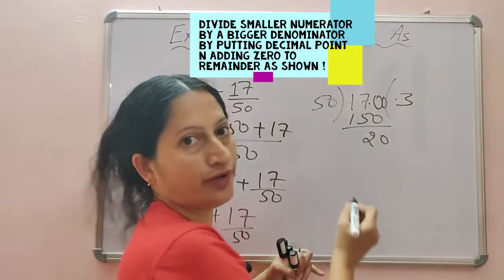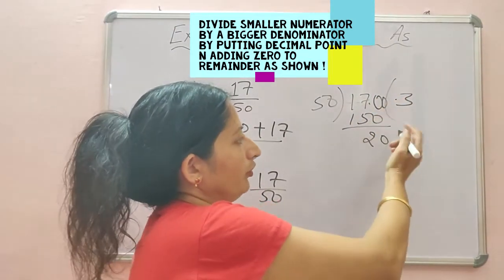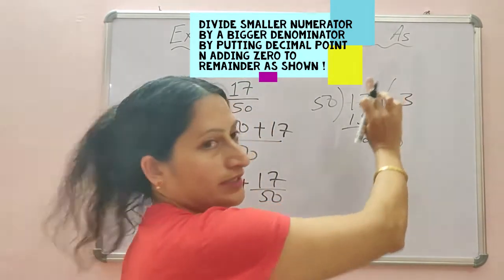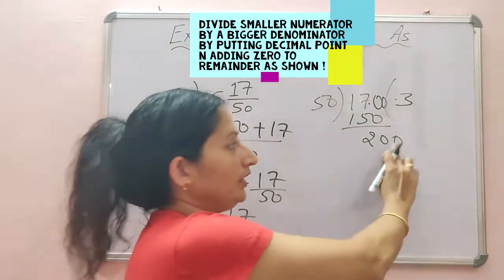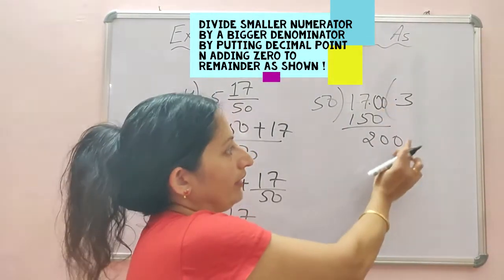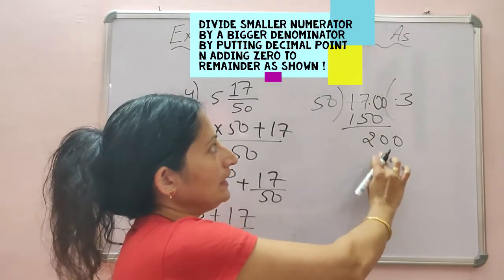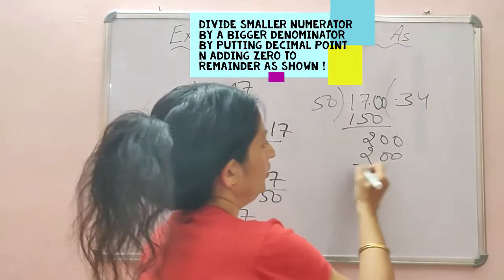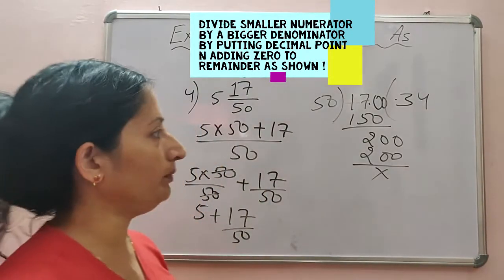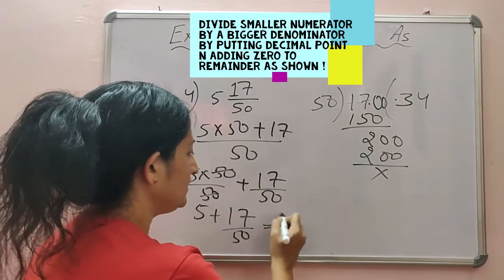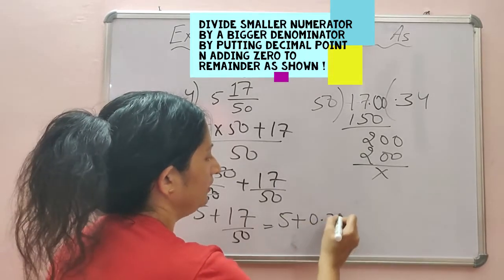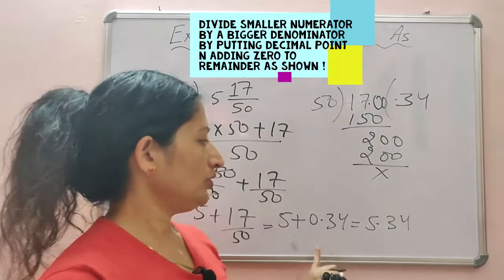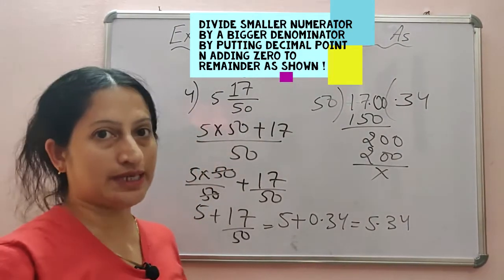Now one more 0 I put here, because the decimal is here. I have put a 10 here to get a 0 in the remainder. Do you remember that? And why do I want a 0 here? Because 20 is lesser than 50. So 4 times it will come as 200. The remainder is over, that is, 0 is obtained. So I got this as 5 plus 0.34, that is equal to 5.34. Got it? Like that I can get an answer in a very easy manner.